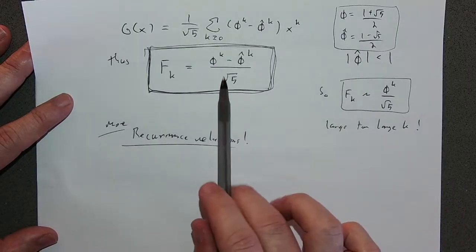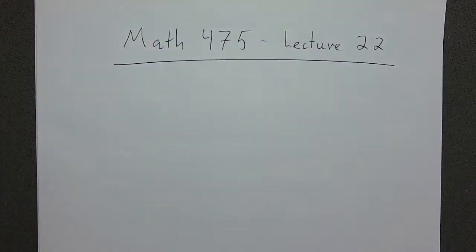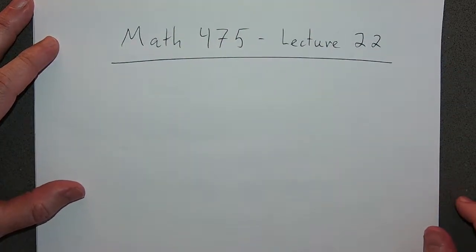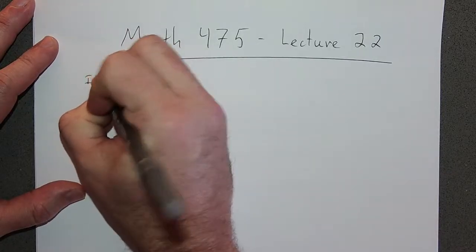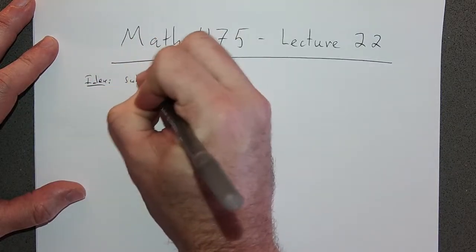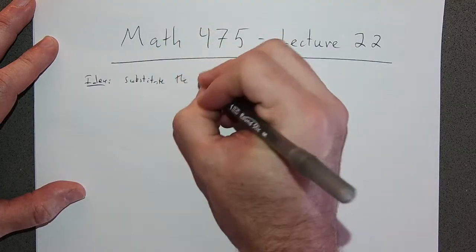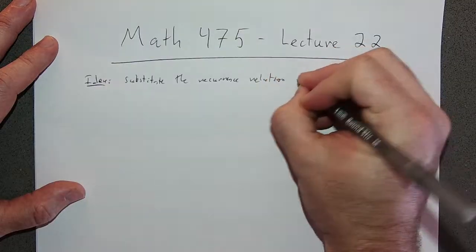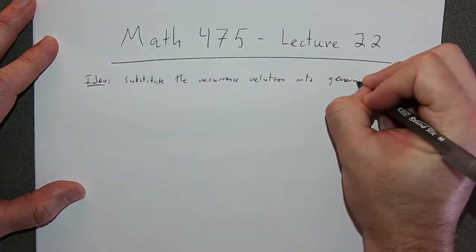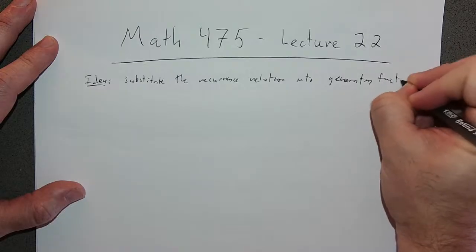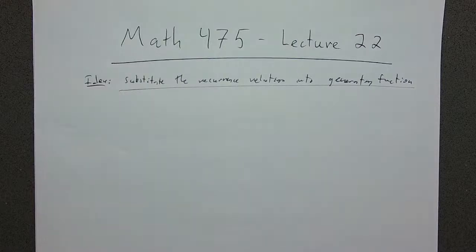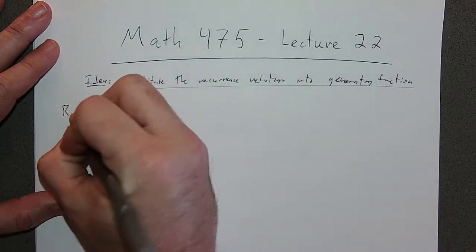So what exactly did we do? What was the idea? The idea was to substitute the recurrence relation into the generating function. That was how we were able to get this form for the Fibonacci numbers. And so I want to talk about recurrence relations more generally.